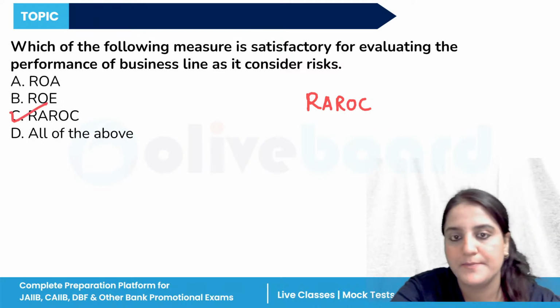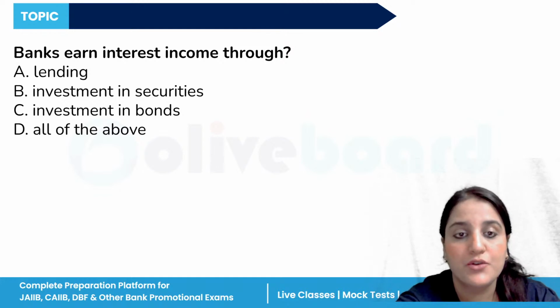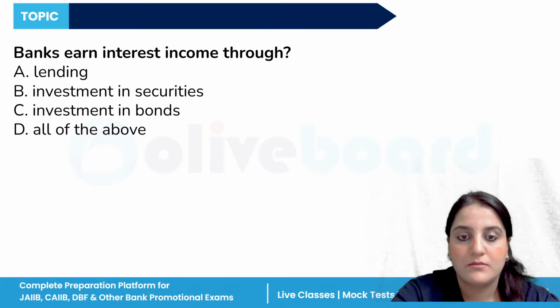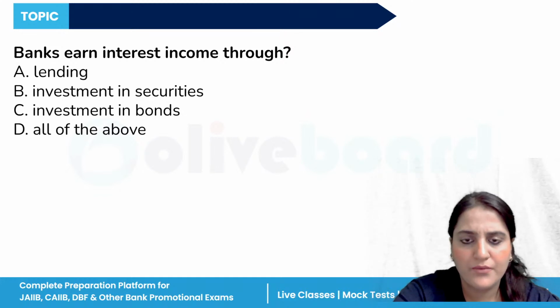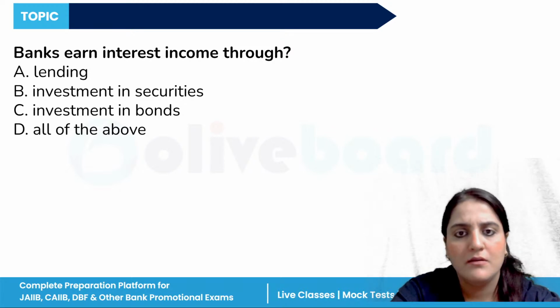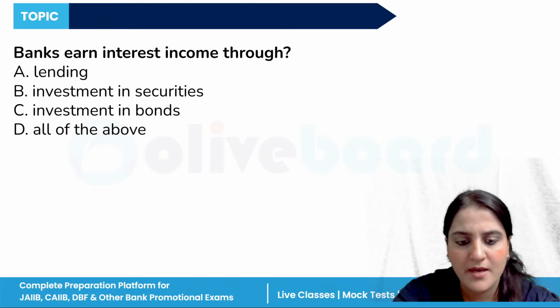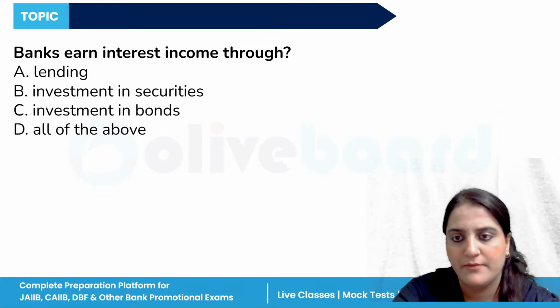Option C is correct. Now, banks earn interest income through all of the above, because of lending, investing in securities, and also investment in bonds. Option D is correct here. Easy, all the above.